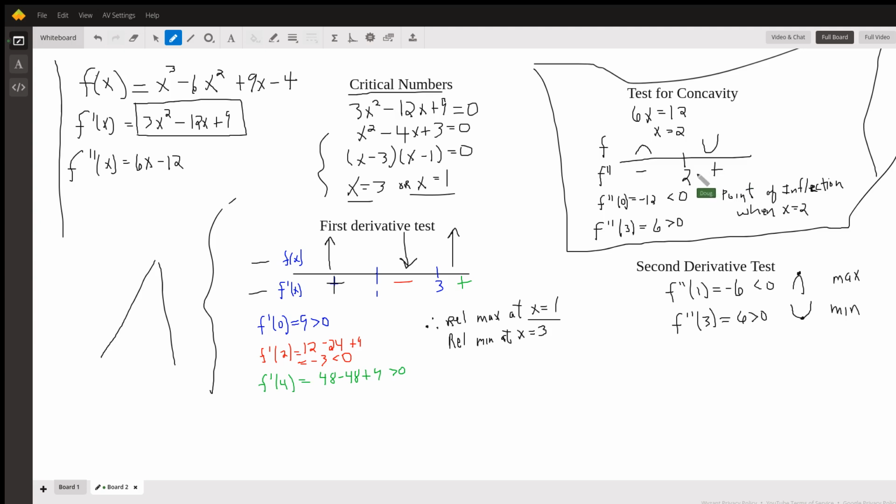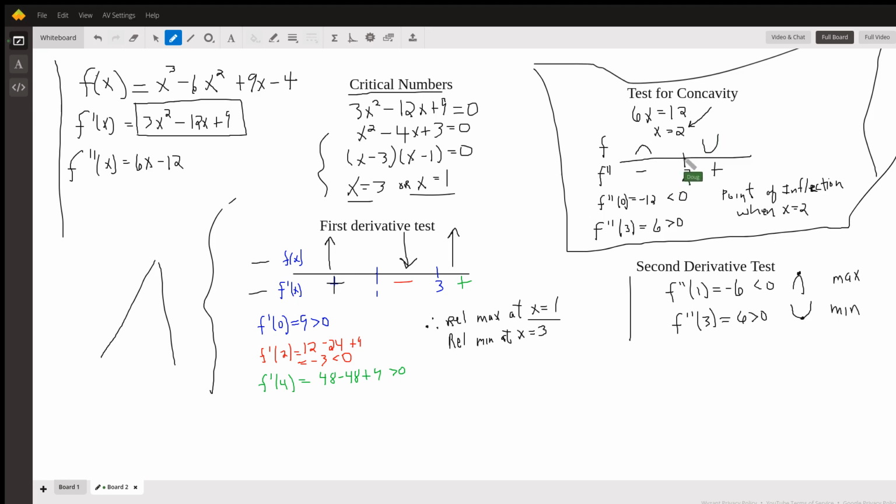That isn't really necessary to apply the second derivative test, but it helps to explain why the second derivative test works. So when you set the second derivative equal to 0, you find out that x equals 2. In the old days, we used to call this a hypercritical number. I don't think textbooks do that anymore.